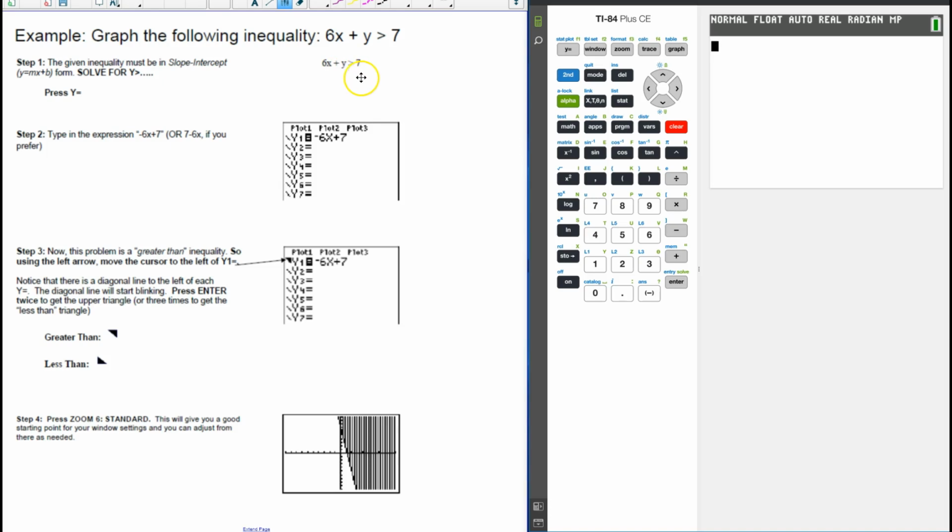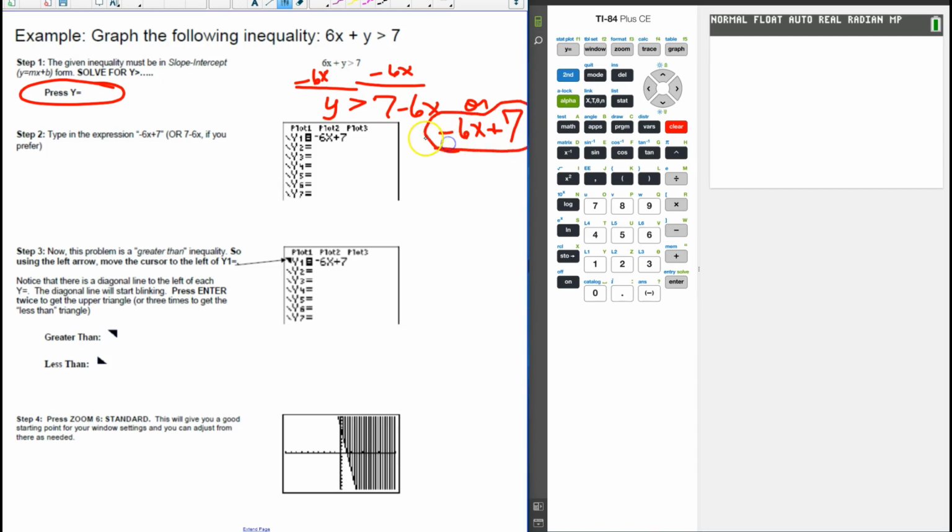6x plus y greater than 7, I would subtract the 6x, and what I do on one side I would do on the other. So y will be greater than 7 minus 6x, or negative 6x plus 7, just whichever way you prefer to write it. Okay, and so then we're going to go to our y equals. We're going to type in whichever of those two you choose. I went with this one when I typed it in.